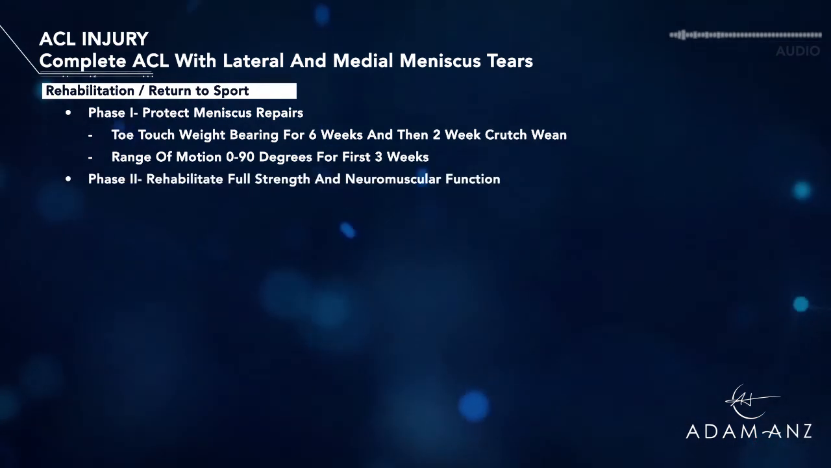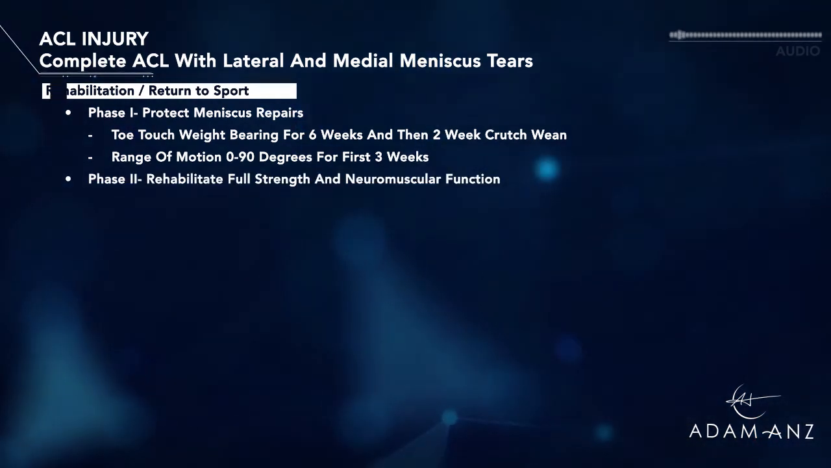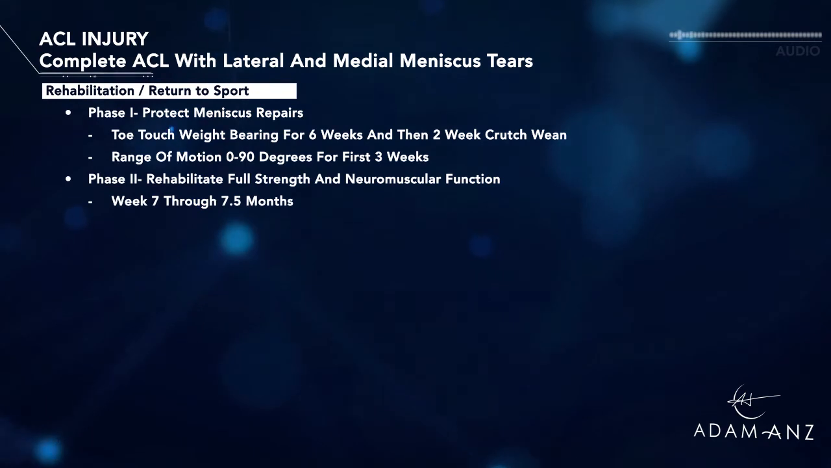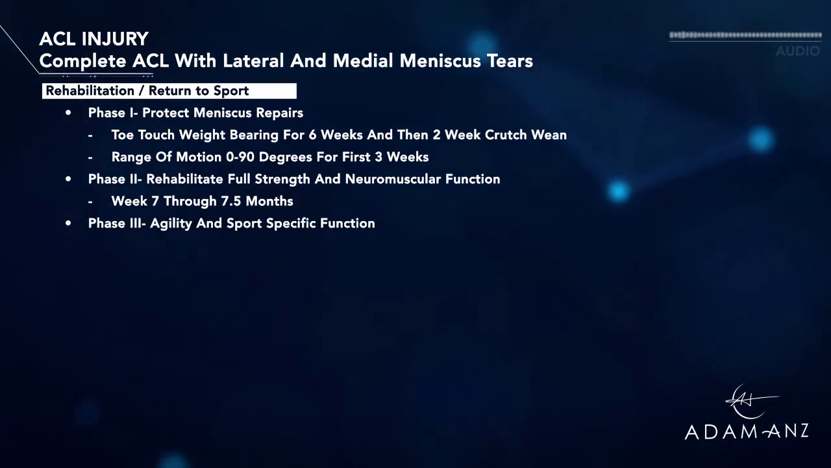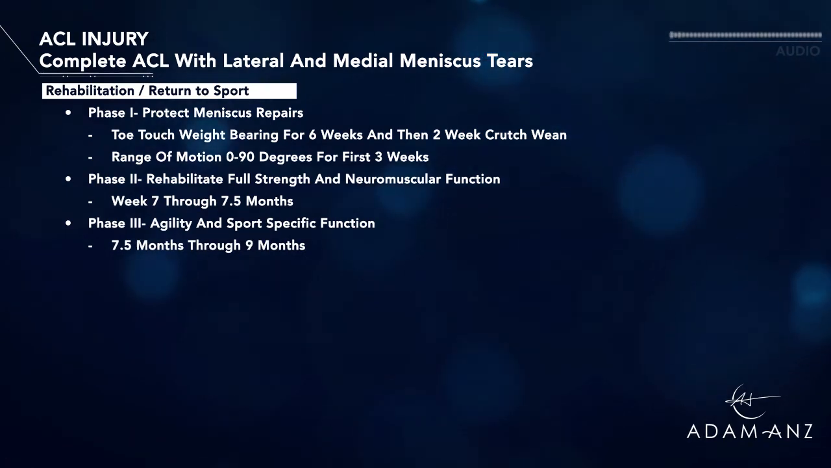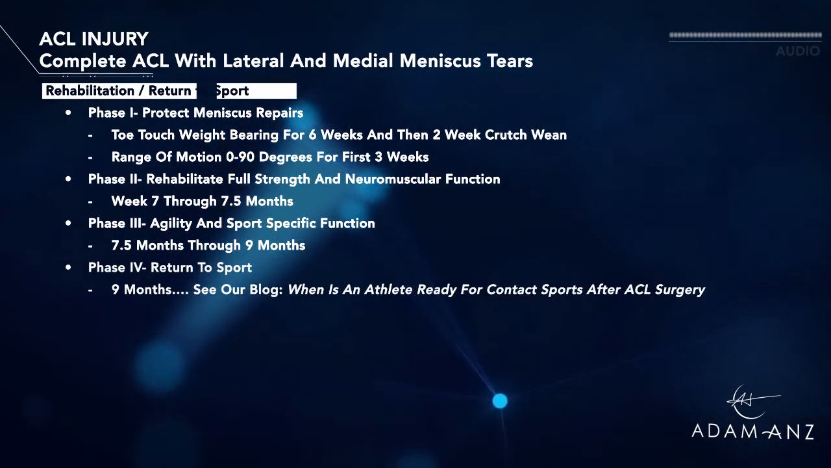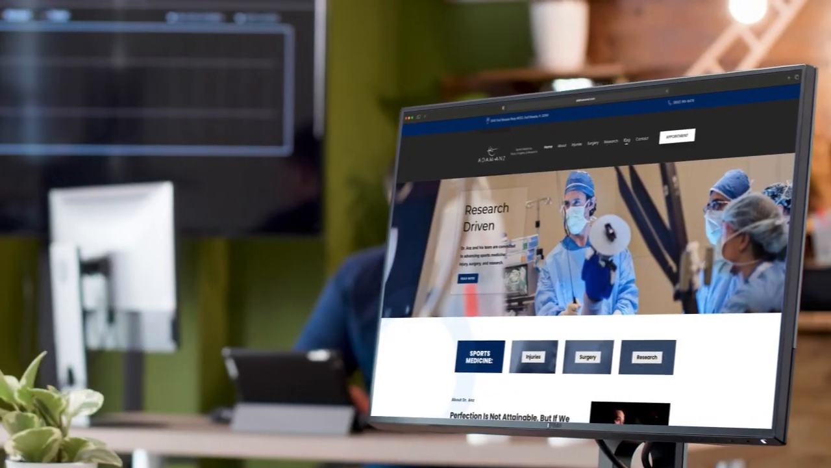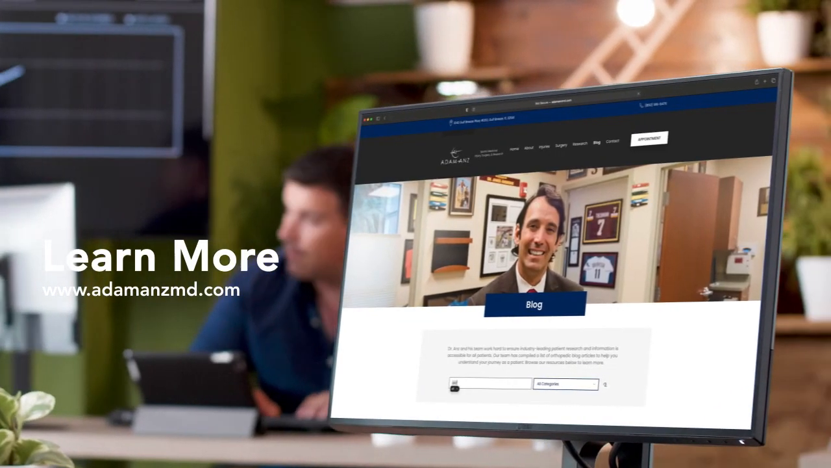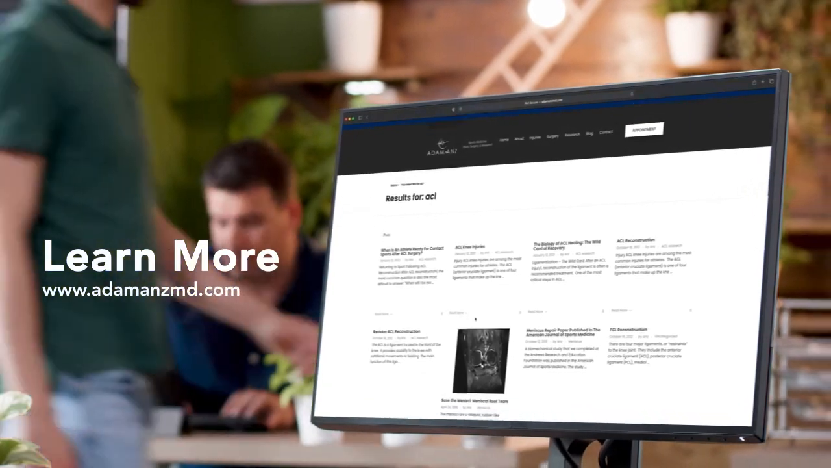Phase 2 is about rehabilitating full strength and neuromuscular function, which is typically week 7 through 7.5 months. And Phase 3 is returning agility and sport-specific function, and is 7.5 months through 9 months. For more about why our timeline is where it is at this point, see our blog on when is an athlete ready for returning to contact sports after ACL surgery.